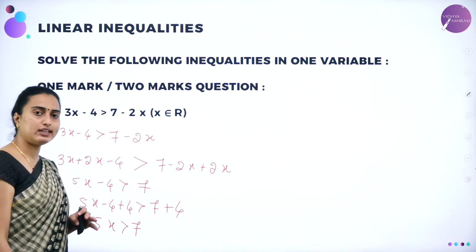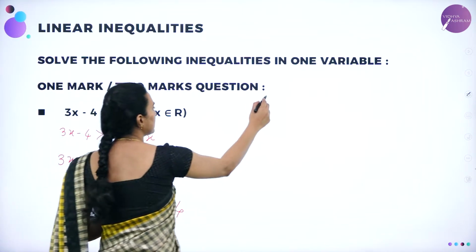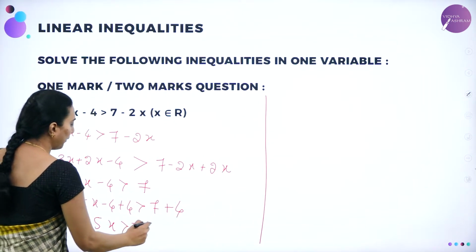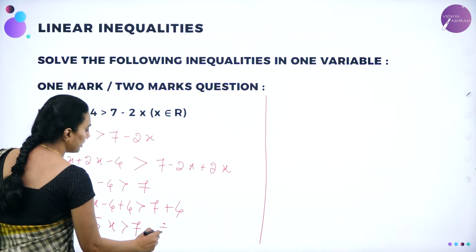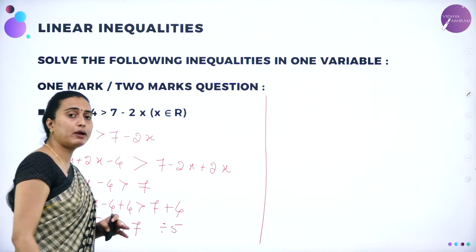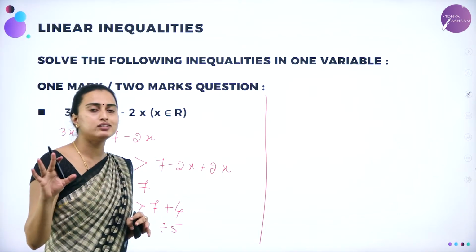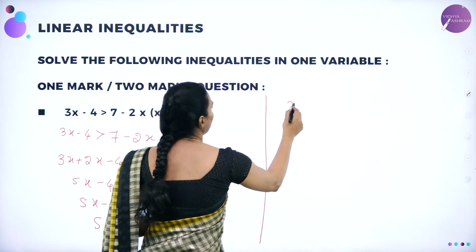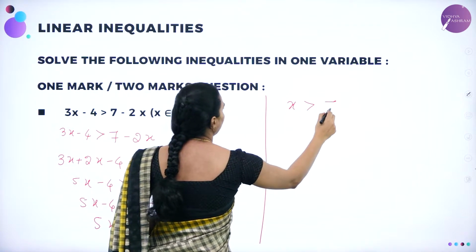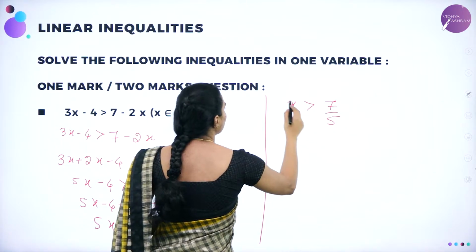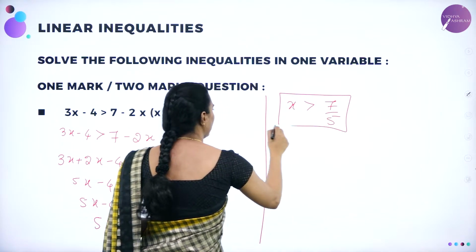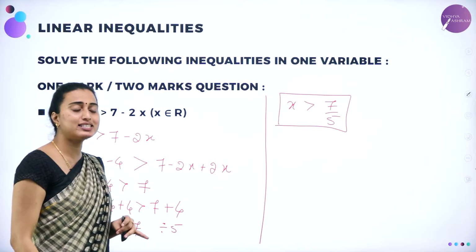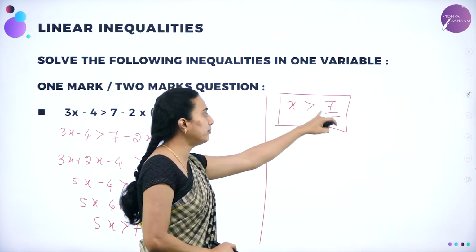Now I want only the x term. If I want only the x term, I have to divide both sides by 5. I am dividing by a positive integer, so the inequality does not change. So 5x divided by 5 is x, is greater than 7 divided by 5. So this is the answer you are going to get: x is greater than 7 by 5.